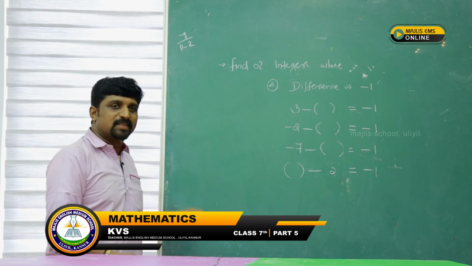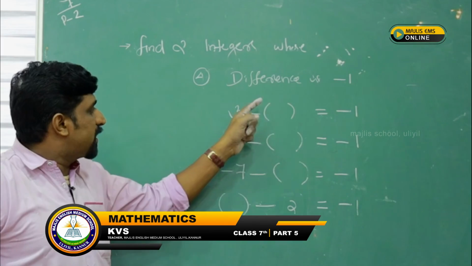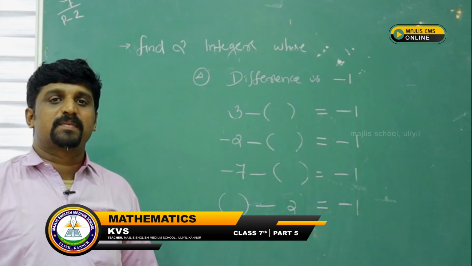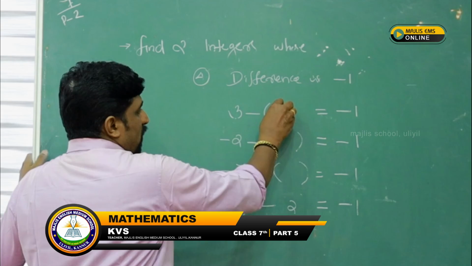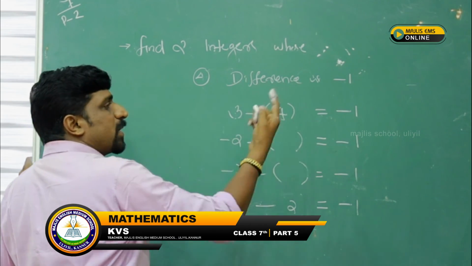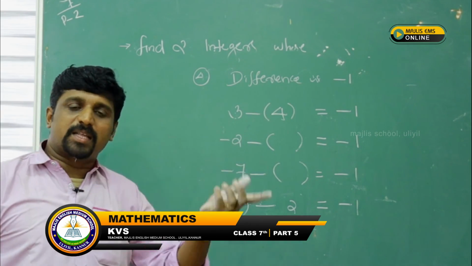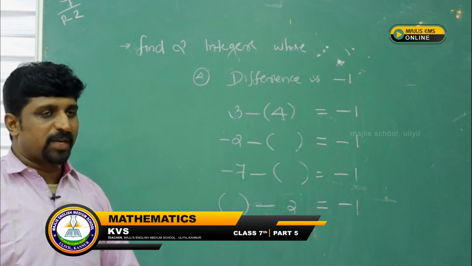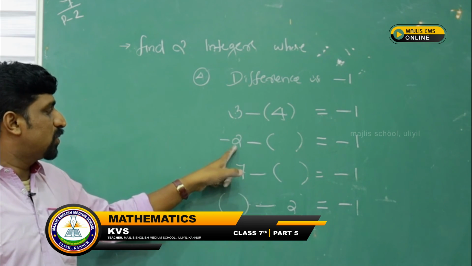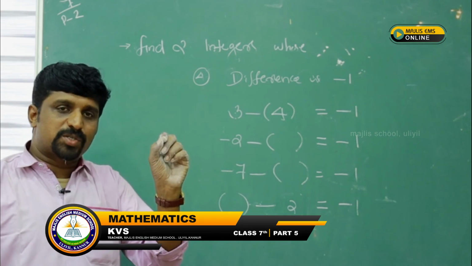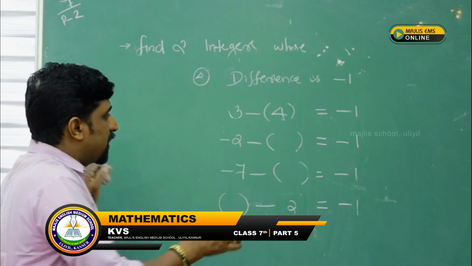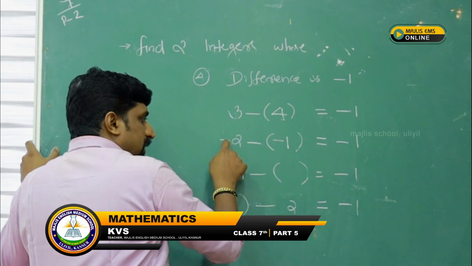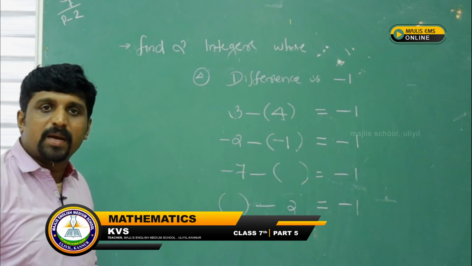So we can fill. Suppose 3 minus dash equal to minus 1. 3 minus which number? Yes, 4. 3 minus 4 equal to minus 1, because 4 minus 3 is 1, then 3 minus 4 is minus 1. Say minus 2 minus dash equal to minus 1. Minus 2, which number do we need here? Minus 2 plus 1 is actually minus 1. Therefore, here we can take minus 1. It becomes minus 2 minus minus 1, minus minus becomes plus, then minus 2 plus 1. The answer we got is minus 1.